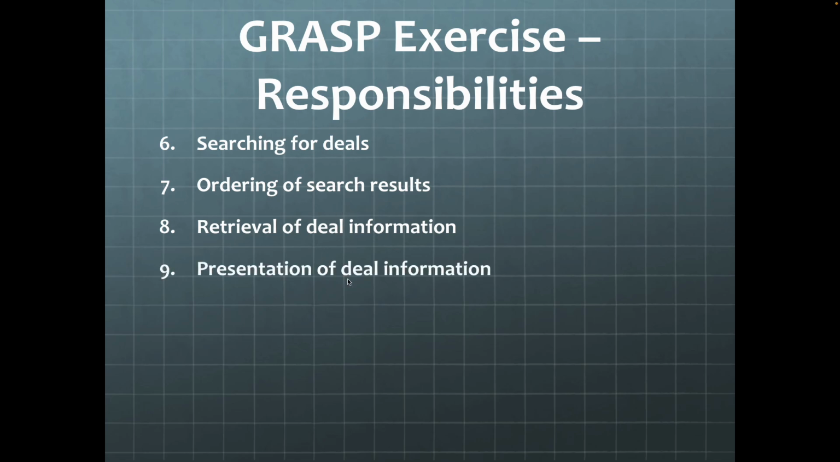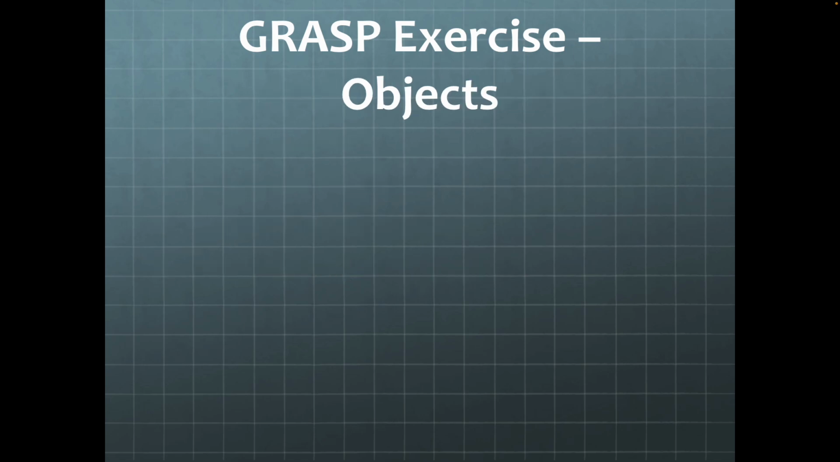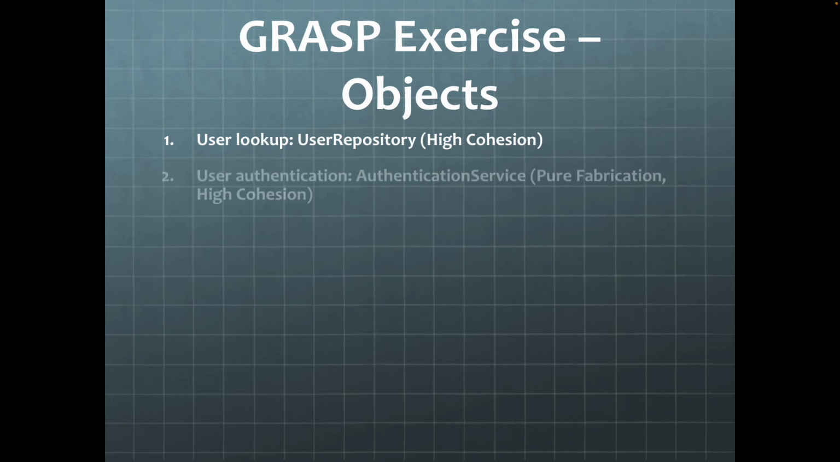Presentation of deal information. Eventually you're going to need something that will present it on the screen to the user. So this is just a quick example I'm going through. I'm not going through every permutation of how we can think about graph patterns here. It's just one example. For user lookup, a very common pattern is user repository. It's high cohesion in the sense that it's focused on retrieval from a data repository, like a database. So it's a highly cohesive object that's focused only on data retrieval.